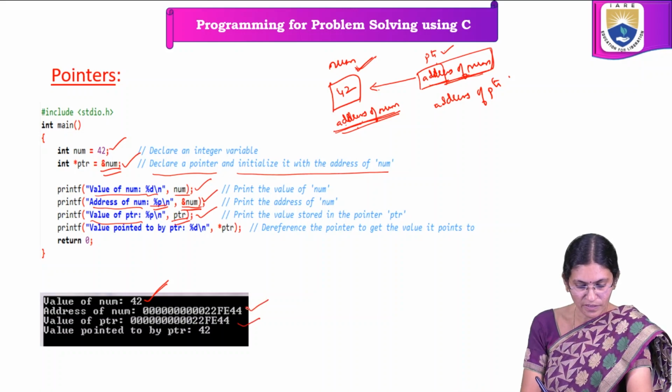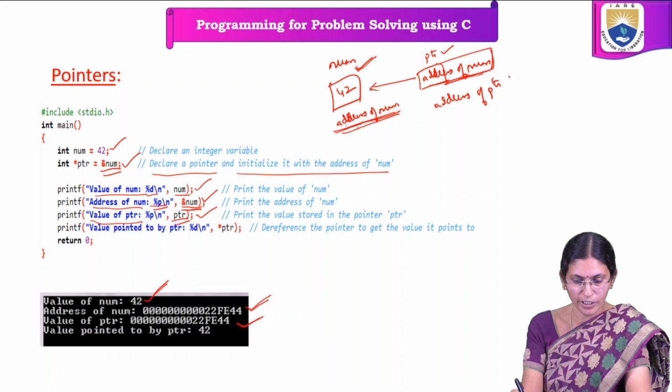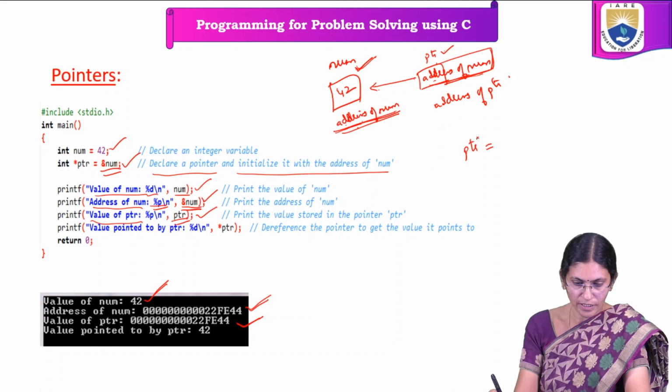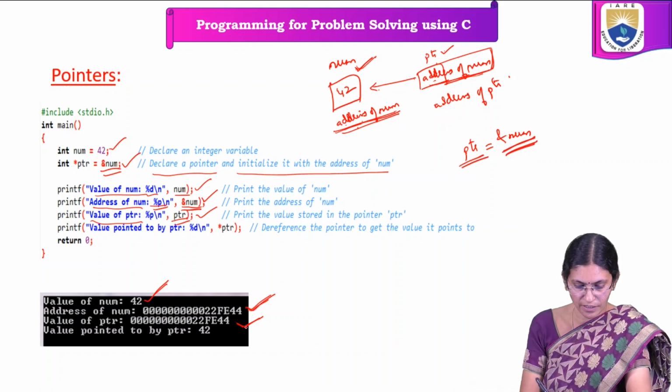So address of num is this one and value of ptr, which is nothing but ptr is pointing to num, will store the address of this num variable. So both these addresses will be same. Since we have initialized ptr equal to &num, in the second line we are printing this value and in the third line we are printing this value. So both of them are same.